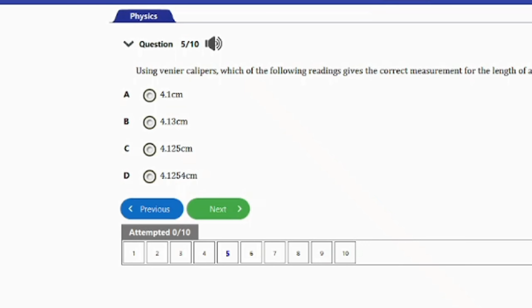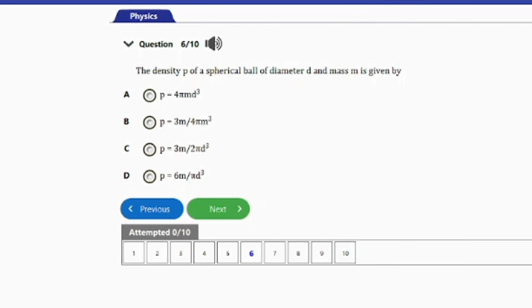Let's go ahead and consider the next question, guys. So the question here is question number 6. It says, the density P of a spherical ball of diameter D and mass m is given by A, P is equal to 4 pi m over d cube, B, P is equal to 3m over 4 pi d cube, C, P is equal to 3m over 2 pi d cube, D, P is equal to 6m over 4 pi d cube.